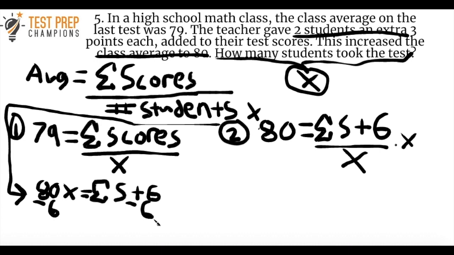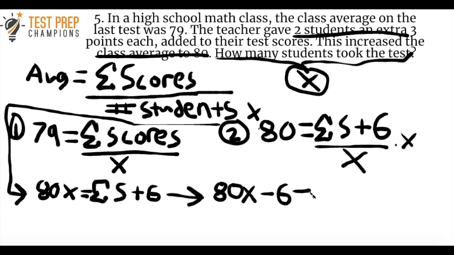Hopefully you got that in your notes if you wanted to, because I'm going to clear that subtract by 6 out so we have more room to work here. But hopefully you remember that. And so we're left with 80x minus 6 is equal to the sum of the scores. Again, we've rearranged equation 2 to solve for the sum of the scores. So the sum of the scores is equal to 80x minus 6.